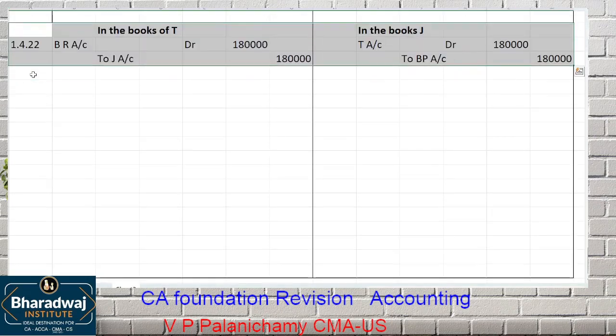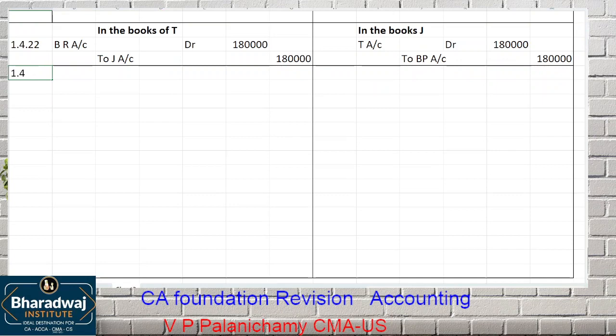Then on the same date, I am discounting, you are discounting the bill, 1/4/2022. Bank account debit, discount account debit, to which account? Bills receivable. What is the net bill discounted?